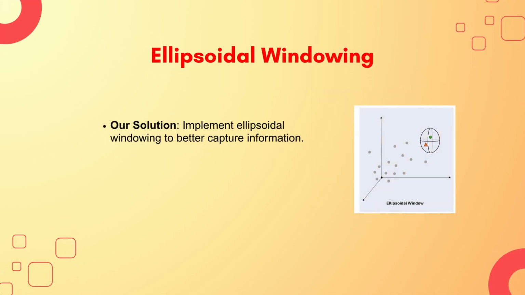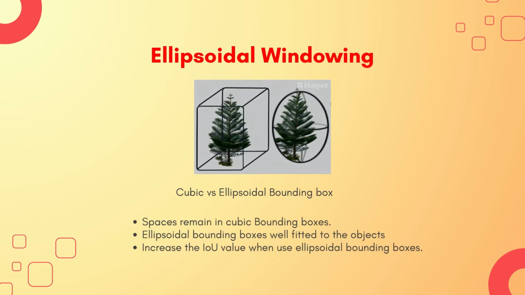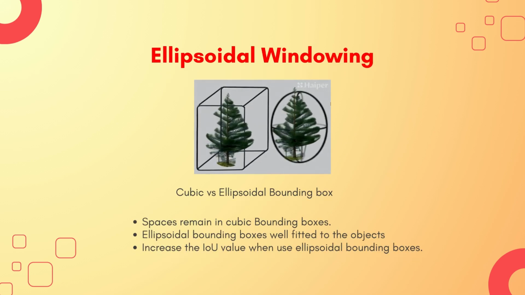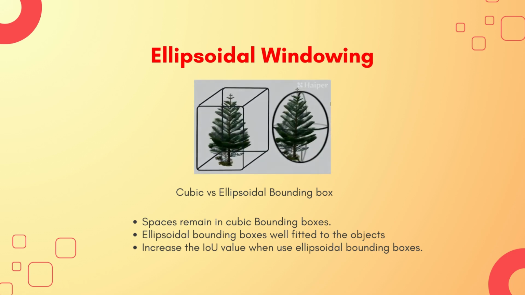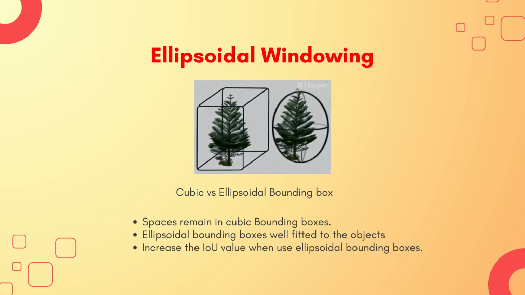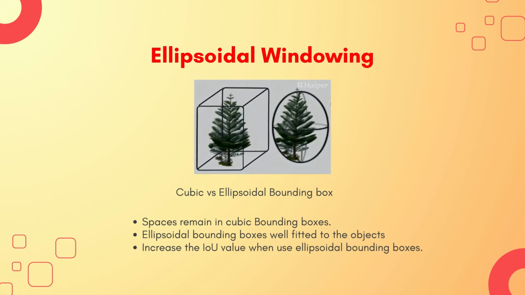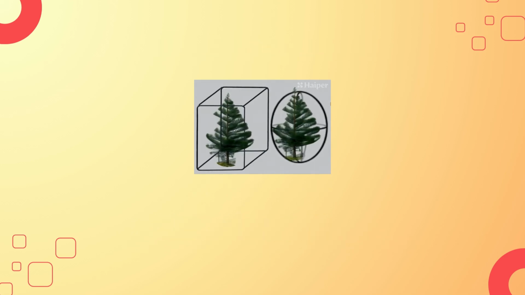Our goal is to enhance the accuracy of sparse point cloud data by replacing the cubic window with an ellipsoidal window. Comparing the existing cubic bounding box with the newly implemented ellipsoidal bounding box, the ellipsoidal bounding box can better fit the object than the cubic bounding box. This results in an increase in the intersection over union, or IOU, value of the object.